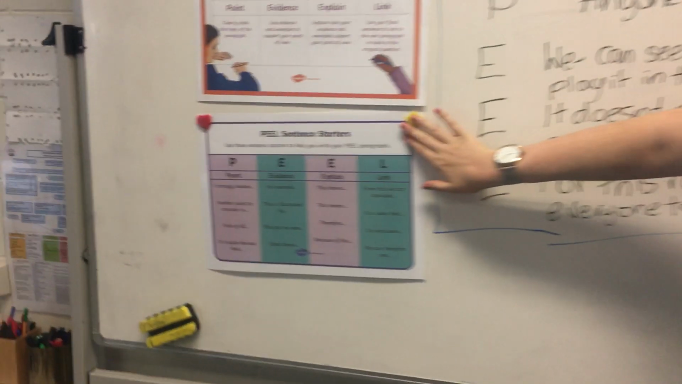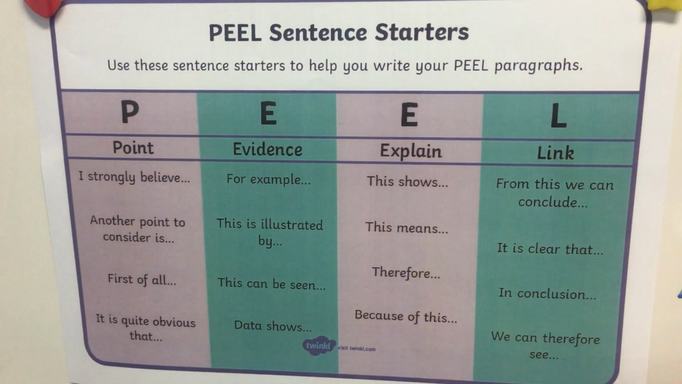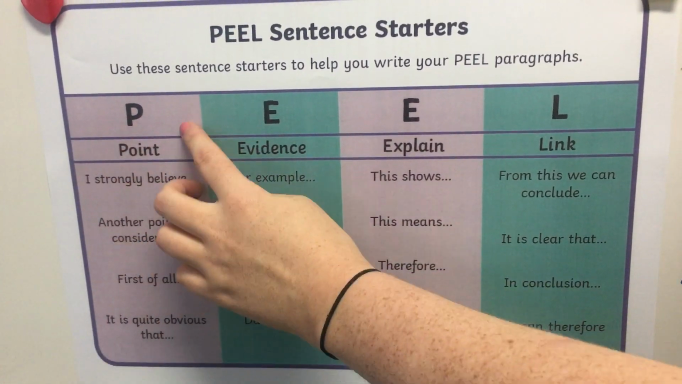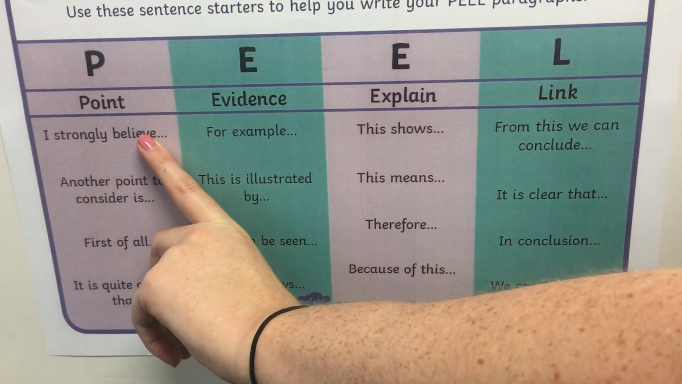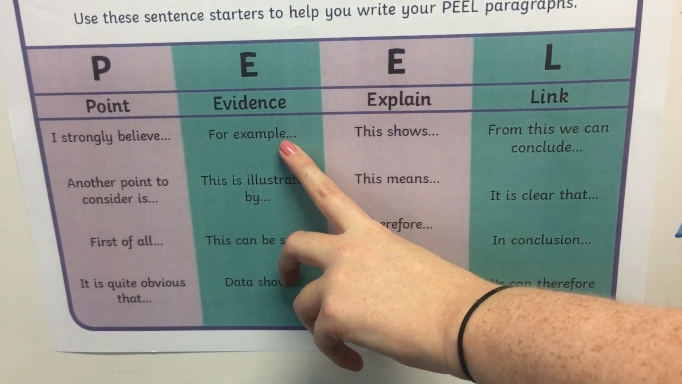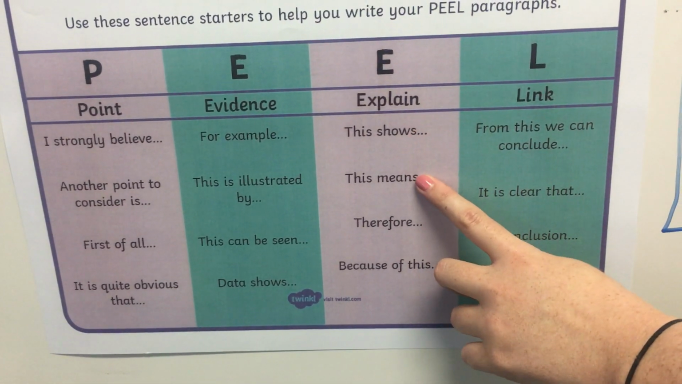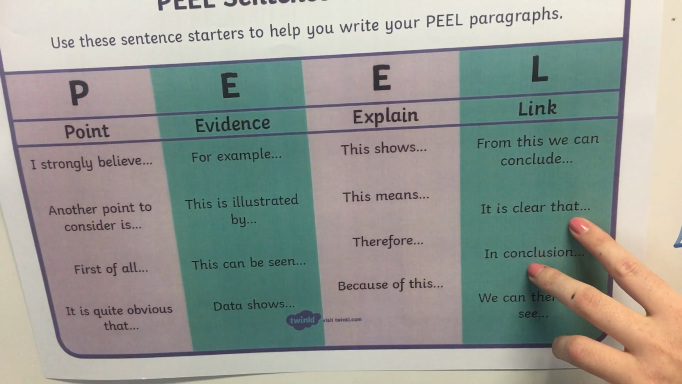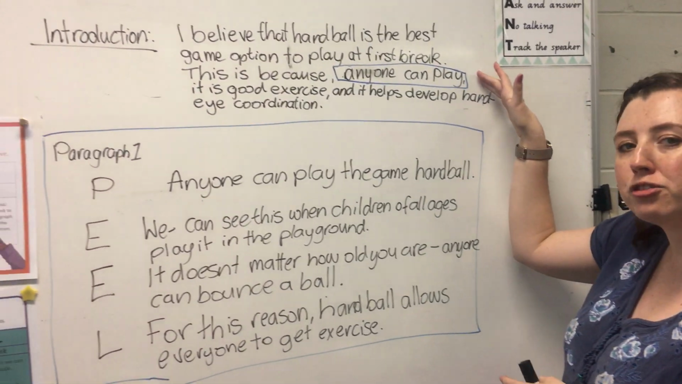Over here is a really great chart that I've got in your booklet this week. This is some PEEL sentence starters. Now this helps you when you're doing a point sentence, you're saying what the point is, these sentence starters help. So things like, I strongly believe, at the beginning of your paragraph is really good. When you're giving evidence, you say, for example. To explain, you might say, this shows, or this means. And when you're linking, you might say, from this we can conclude, or it is clear that, or like I said, for this reason.